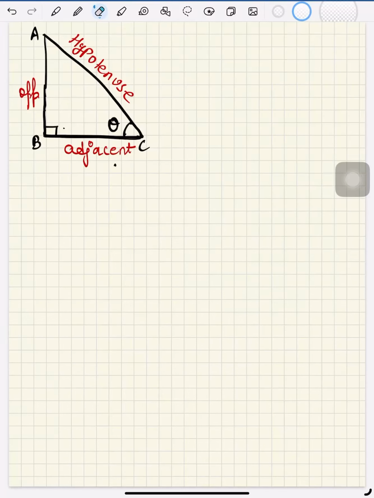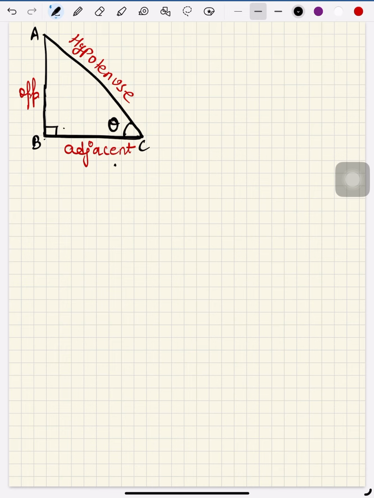Hi guys, let's continue with the trigonometry lesson. In the previous video, we took this triangle, and we use the same triangle in this one also. We have theta, which is the acute angle. The side opposite to theta is called opposite, the side adjacent to theta is called adjacent, and the side opposite to 90 degrees is the hypotenuse.